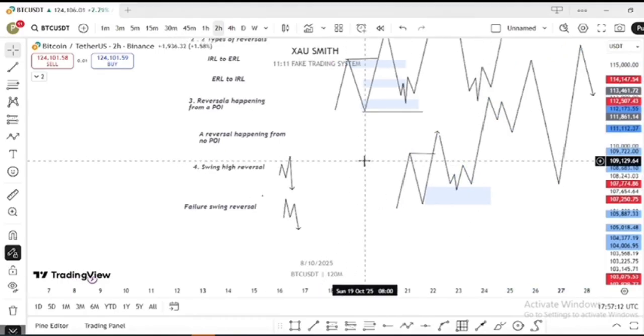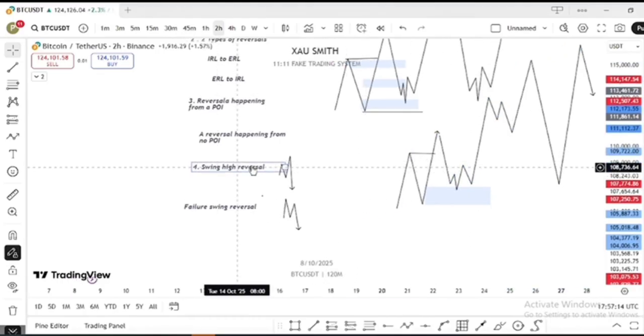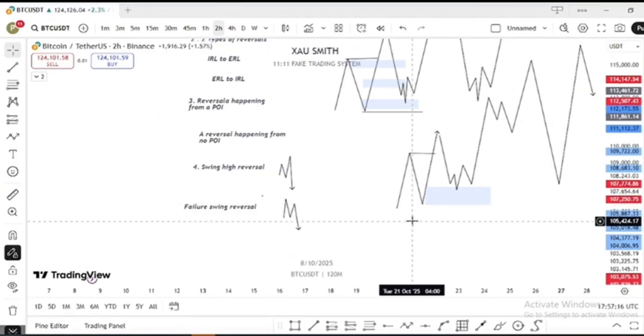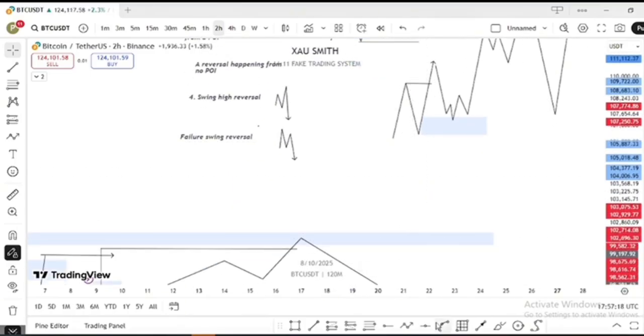Now let's talk about the fourth one, which is what? The swing high reversal. So what is the swing high reversal? It's more like something like this.